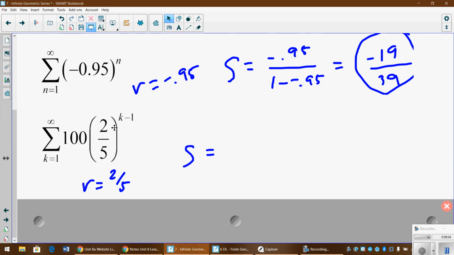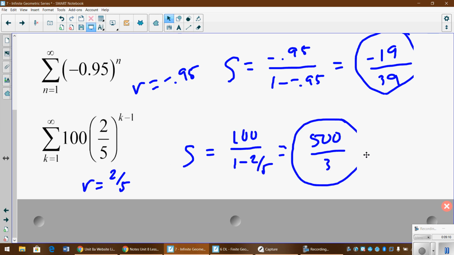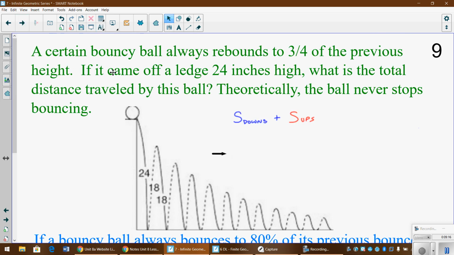Come down here, 2/5, a number less than 1, or between -1 and +1. Plugging in, we get 500 divided by 3. Okay, this is that bouncy ball problem we were talking about.